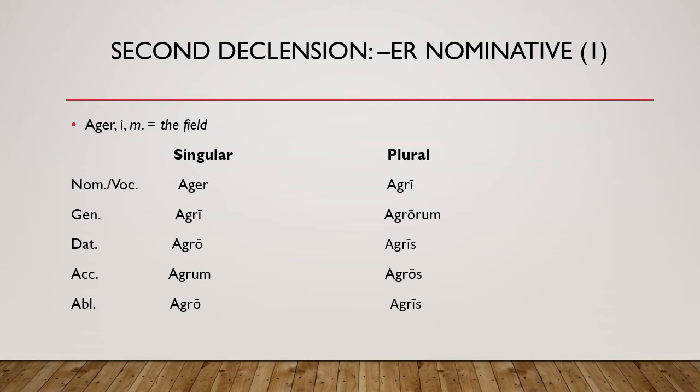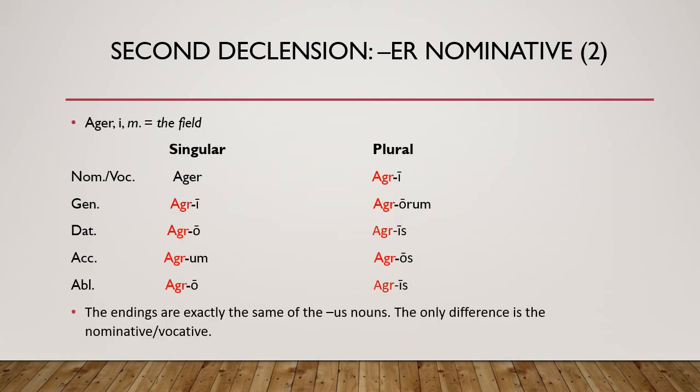So now we have the nouns ending in "er". Sometimes you can also find nouns ending in "ir", but the reasoning is not much different. So for this declension, I chose ager, agri, which is the field. I'm gonna read it as usual. Ager, agri, agro, agrum, agro, agri, agrorum, agris, agros, agris.